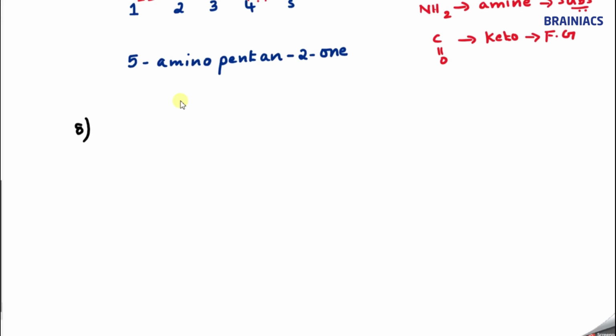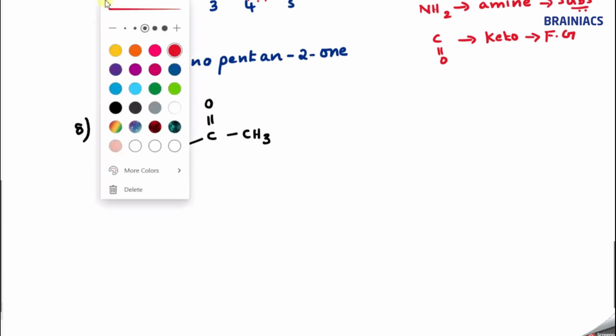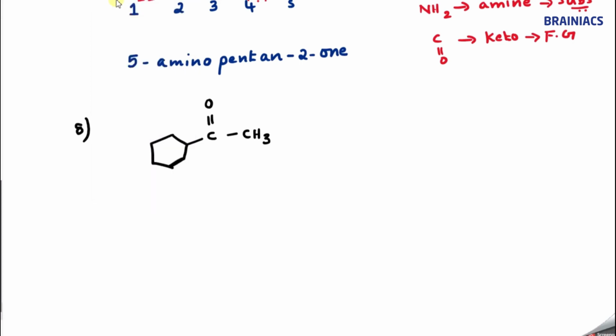Okay, so let me draw. You have a question like this. My benzene ring, the 6-membered ring, is not that good. C double bond O, then CH3 is present. Try to name this compound. All of you take some time. Try to name it. It's a direct question, but always check here.